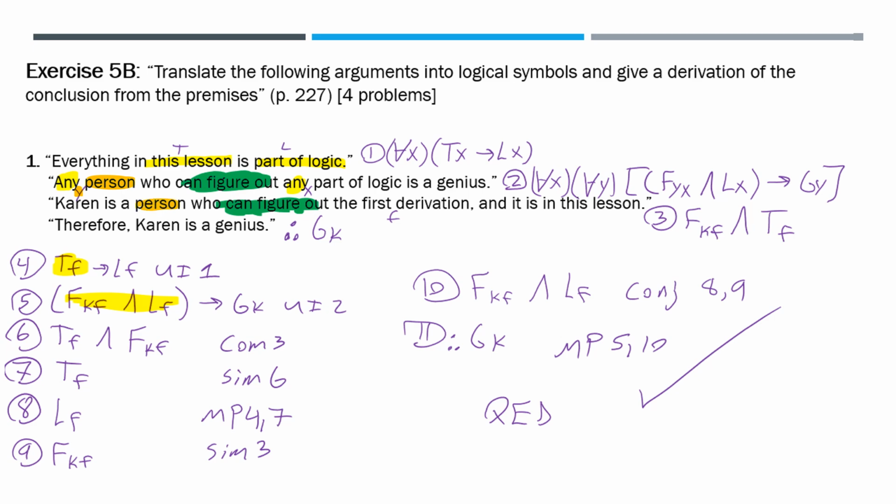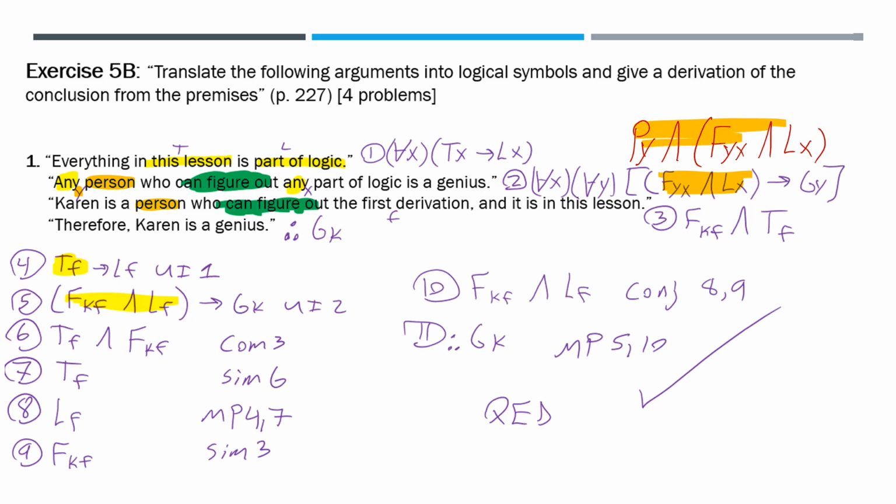How can we modify our symbolized argument to include that fact? Well, look at premise 2. Look at the antecedent here. We would just include in a conjunctive relationship that y is a person. So we'll say Py and Fyx and Lx.